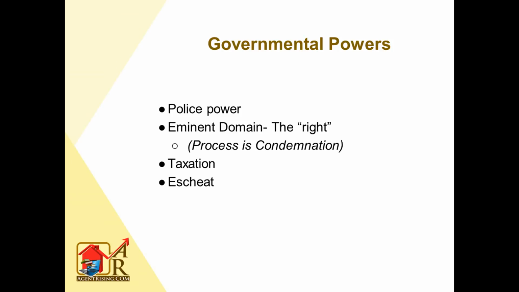Now, taxation is the process by which the government body raises monies and funds its operations. An escheat is the reversion of property to the state or county as provided by state law where a decedent dies intestate, right? We're going to learn about intestate. That's without a will, without heirs capable of inheriting, or when the property is abandoned. So the government has powers on that too.